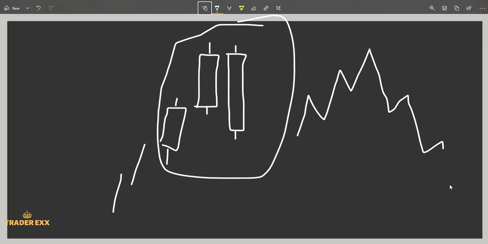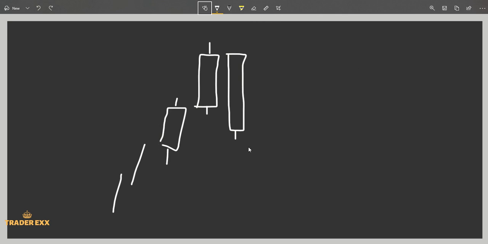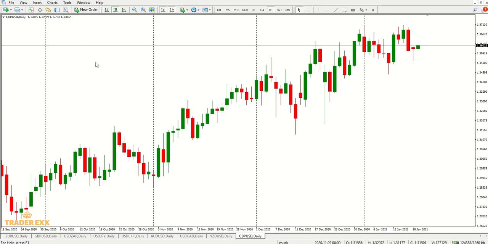Remember, we're looking at price structure, right? And this is how you see what's going to happen next, right? So now let me show you how I use it so that you can better understand what I'm actually talking about, right? So for instance, let's just take a swing.